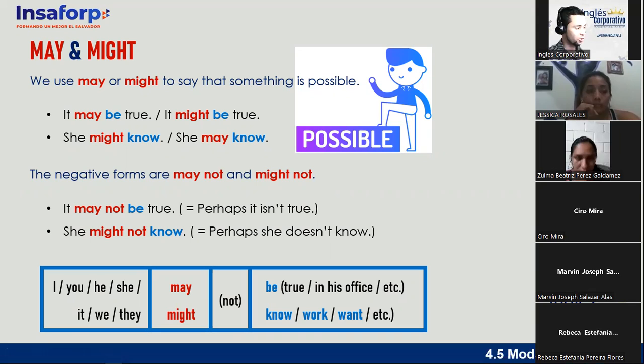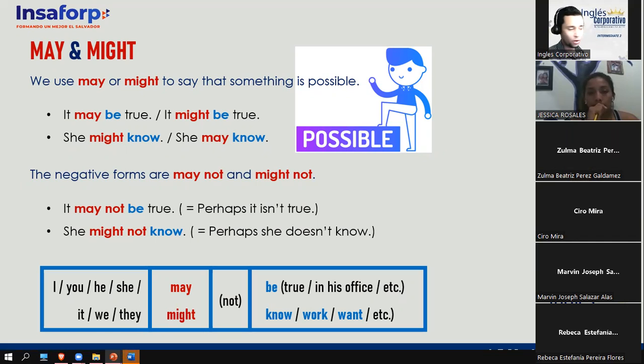I'm going to show you here very quickly. That means that the only form that is acceptable after a modal auxiliary is the base form. The past form? No. The past participle? No. The ing form? No. The third person singular form for present simple? No, absolutely not. So there's only one form, and that is the base form.